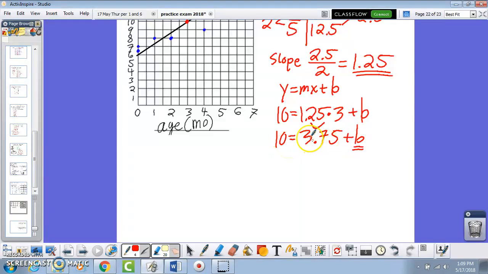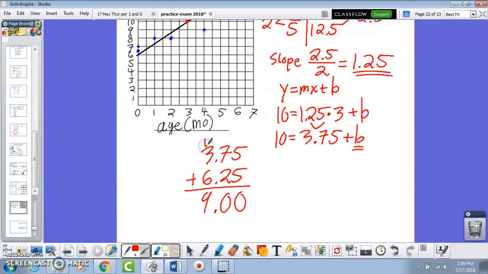Now I ask myself, what can I add to 3.75 to get to 10? Let's see here. If I add 6 to 3.75, that would get me to 9. But if I add another quarter, that'll take me to 10. So I must need to add 6 1/4, 6.25. That is my b. Okay, so there's my y-intercept.